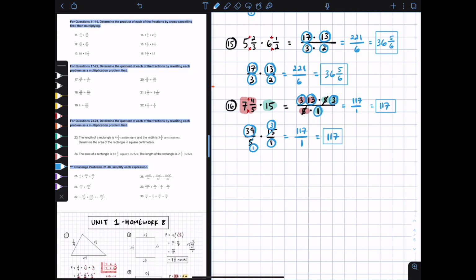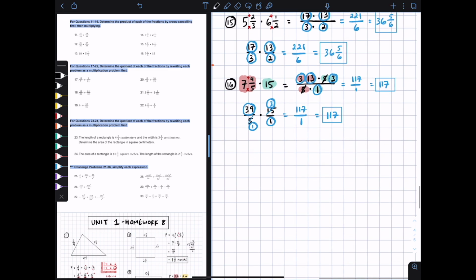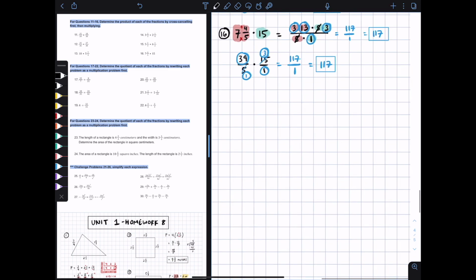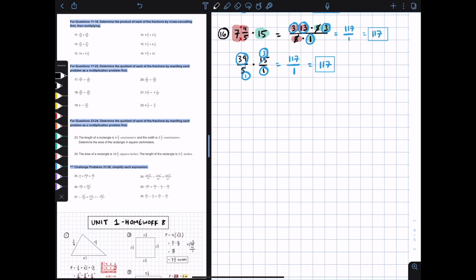Okay, hopefully after a few practice problems, you're getting the hang of this skill and you're feeling a little bit more comfortable with this strategy. Okay, let's move on to number 17. 17 is where we're going to start dividing fractions. And so let's give that a try. For number 17, let's see. 17, we have 15 over 7.